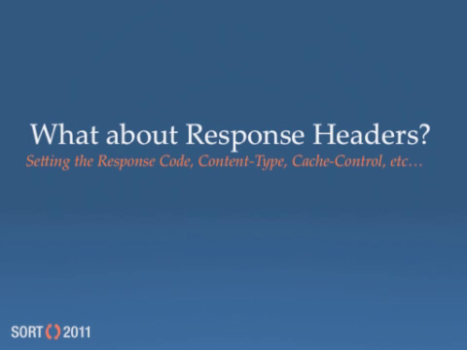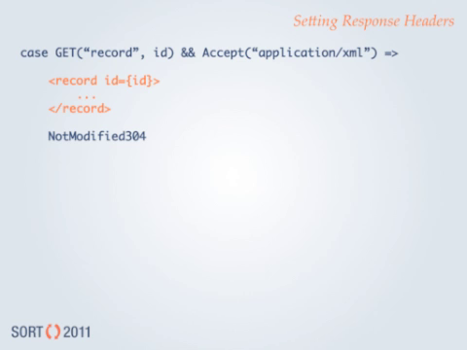What about response headers? These are very important if we want to be able to control our browser cache or specify the type of content and how it should be rendered in the browser. And also things like response codes are very important. All the standard response headers, including the response codes, are made available in the response object.